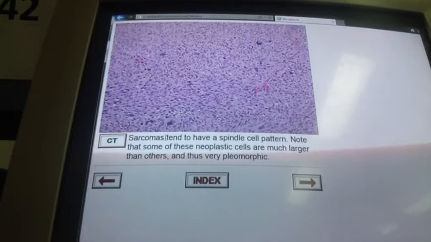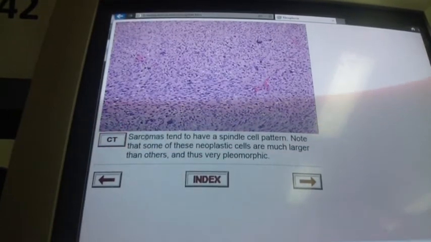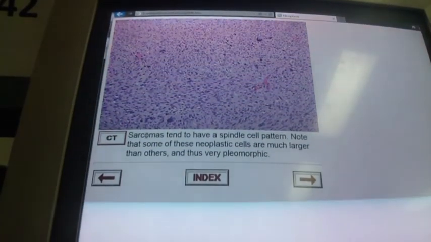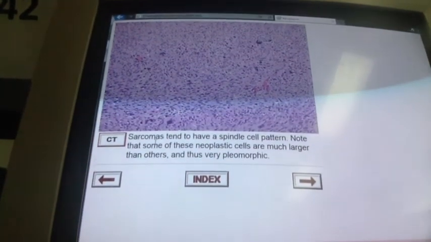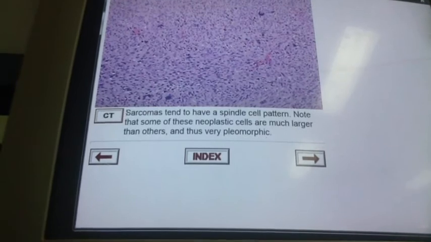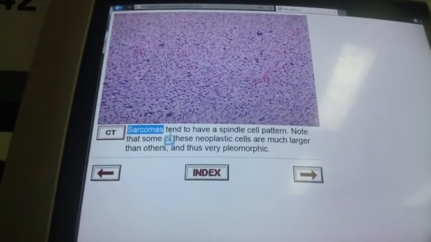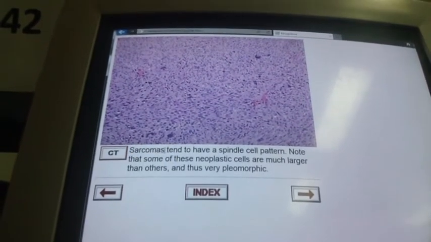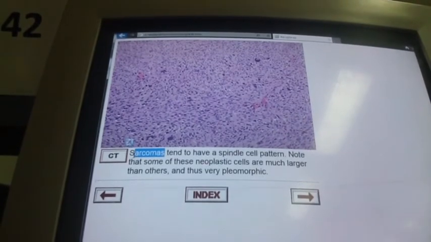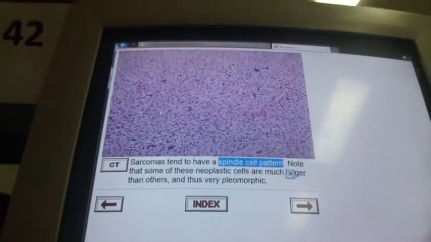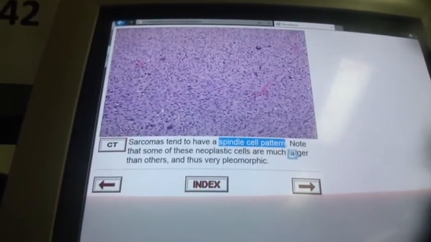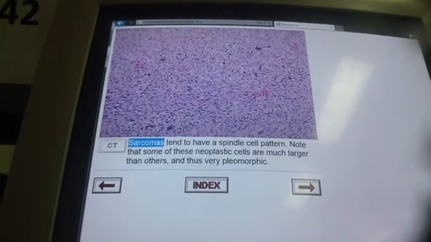Now we will talk about sarcoma. Sarcoma is the malignant tumor of mesenchymal origin. As we said, the carcinoma is the malignant tumor of epithelial origin. However, the sarcoma is the malignant tumor of mesenchymal origin. And it differs from carcinoma in that the sarcoma cells tend to be spindle in shape, like the one here in this picture. The cells are more spindle, so this is a sarcoma.